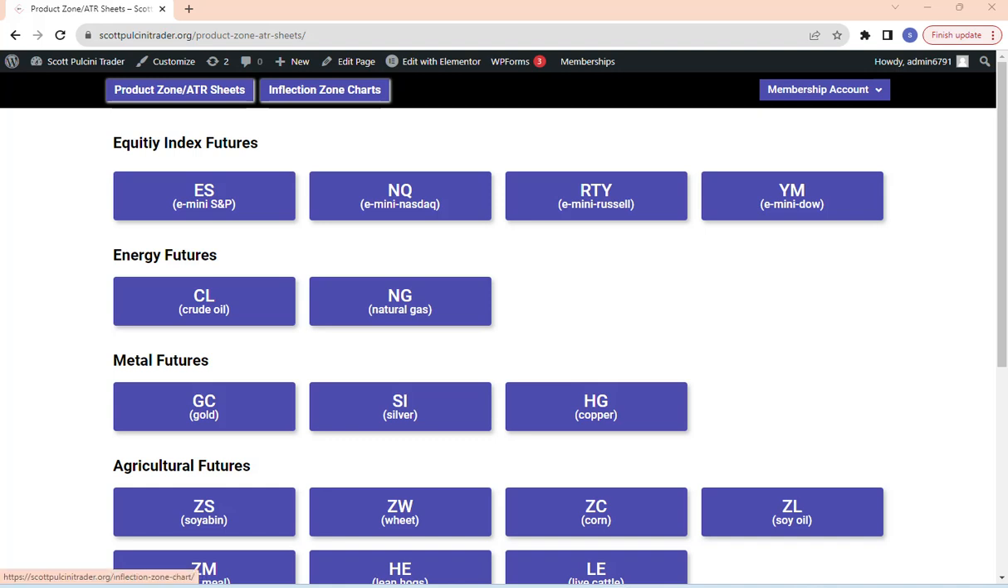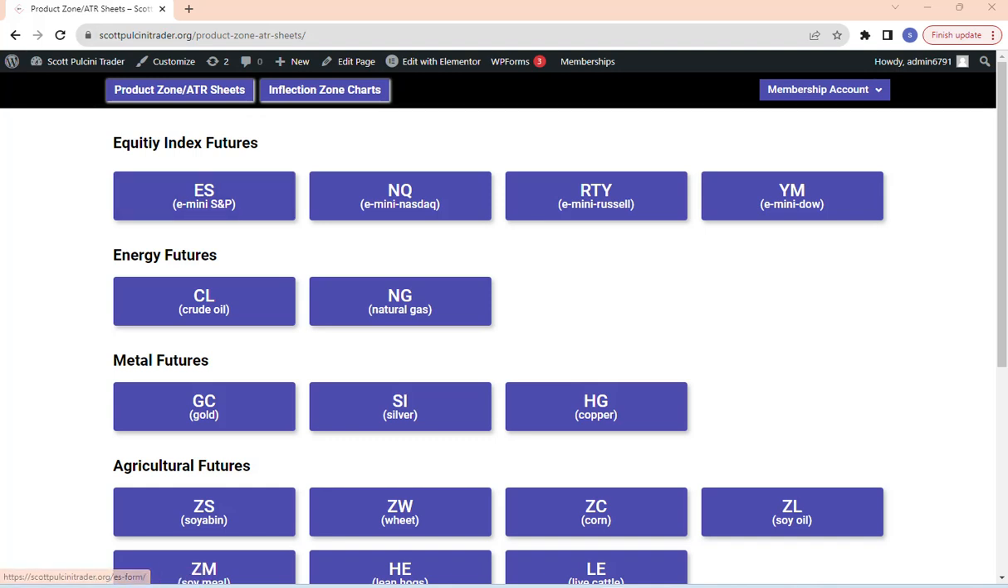So there's two sections here, the product zone, the ATR sheets where you enter your zones, and your zone charts. If you're part of my room, you just have access to this. You already get any of the zone charts. If not, you have access to both these depending on your subscription.